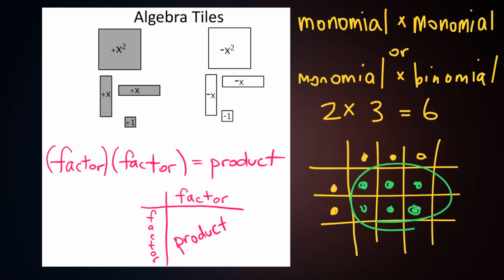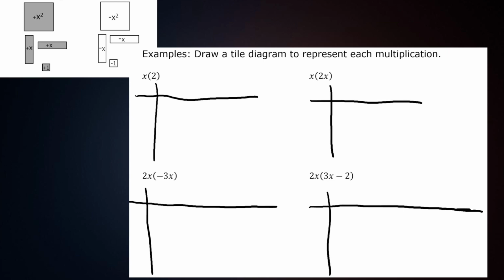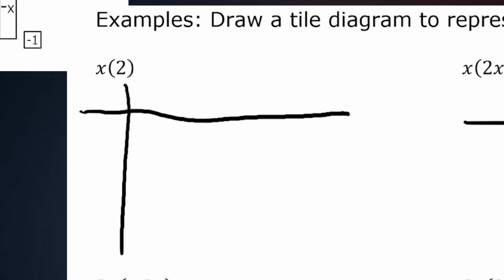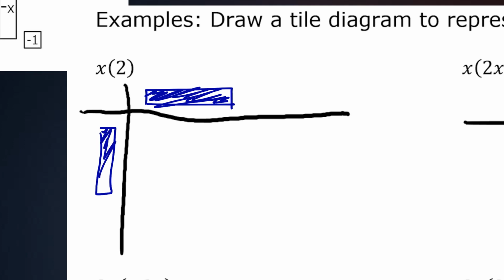Now let's try applying this to some polynomial problems. In our first example here, we're multiplying x times 2. So the nice thing about this is you can actually choose where you want to draw the x. Whether it's across the top, you could draw it like this. Or if you wanted to, you could draw it down like this. It doesn't really matter. You'd get the same answer either way. So I'm just going to have x drawn across the top here. And remember, x is represented by a rectangular bar like this. And I'm shading it in to show that it's positive.